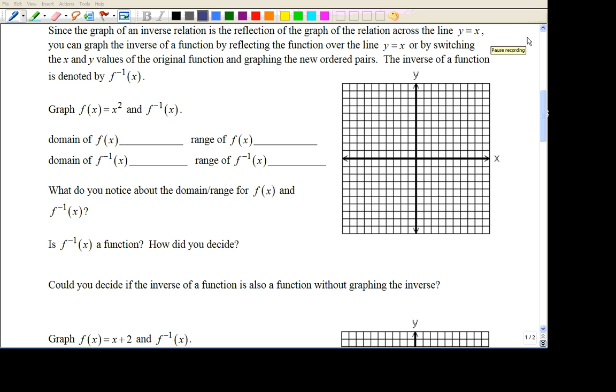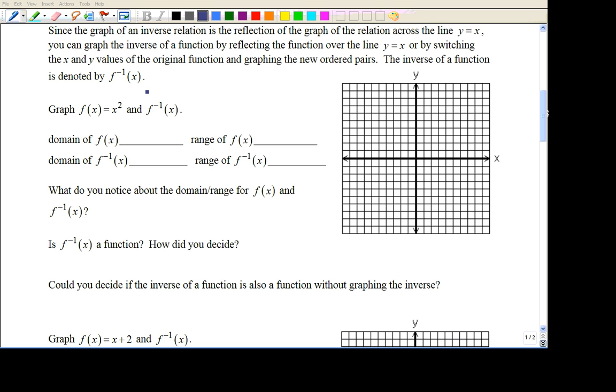Since the graph of an inverse relation is the reflection of the graph of the relation across the line y equals x, you can graph the inverse of a function by reflecting the function over the line y equals x, or by switching the x and y values of the original function and graphing the new ordered pairs. The inverse of a function is noted by f^-1(x). So we just add in that little -1.